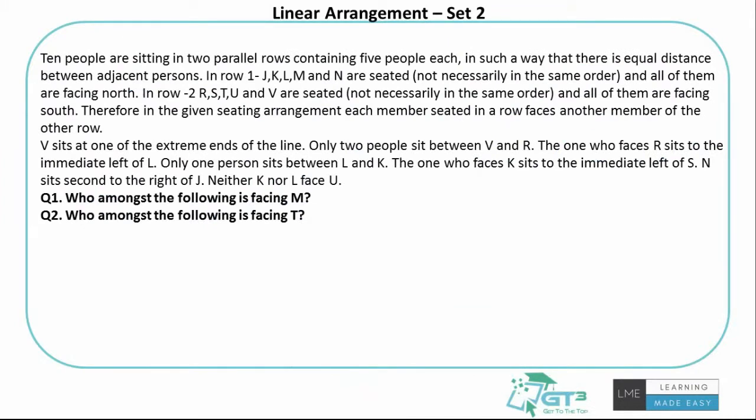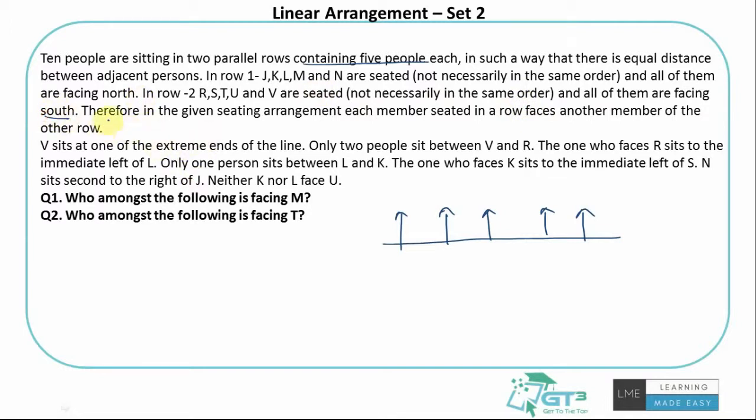So let's look at another set. This is slightly complicated with 10 people and 2 parallel rows containing 5 people each, in such a way that there is equal distance between the adjacent rows. In row 1, J, K, L, M and N are seated, not necessarily in the same order, and all of them are facing north. So this is row 1, all of them are facing north. Right? In row 2, I have R, S, T, U, V seated and all of them are facing south.